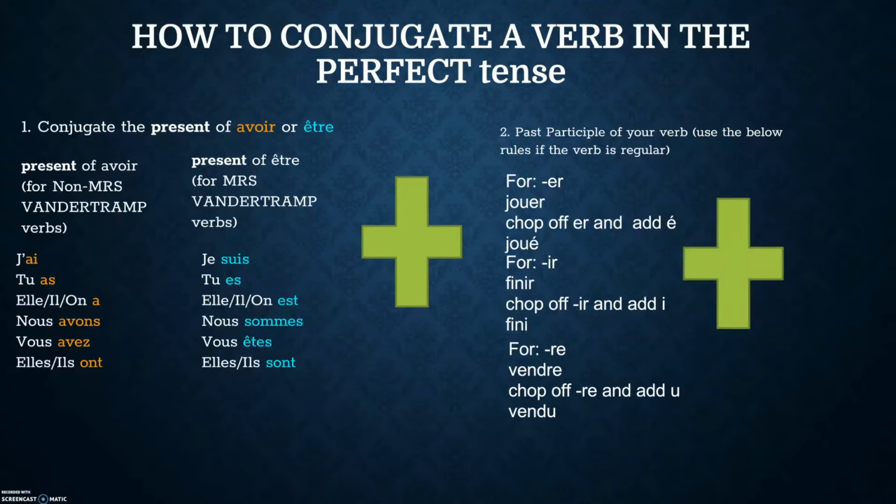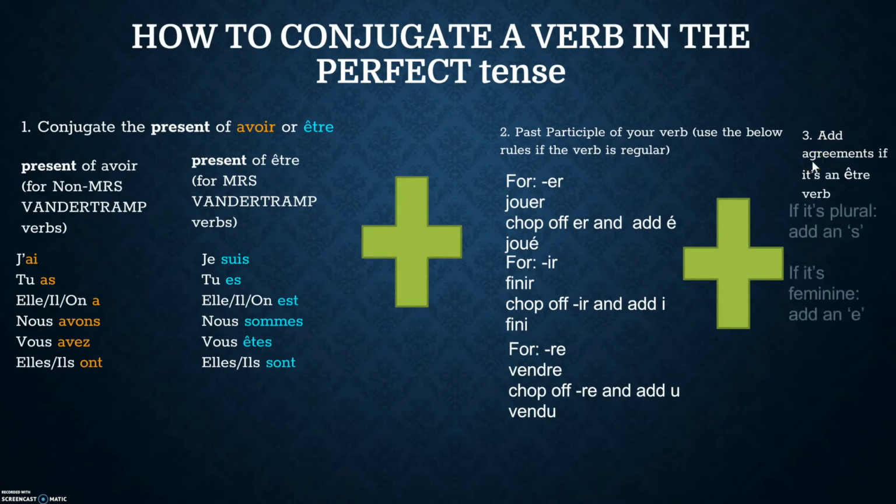And then the third step is, if we use the present of être, we're going to have to add an agreement. So if the personal pronoun is plural, for example, nous and vous and elles and ils, you're going to have to add an S. If it's feminine, you're going to have to add an E as well. However, if it's an avoir verb, i.e. we use the present tense of avoir in step 1 here, we do not add agreements.